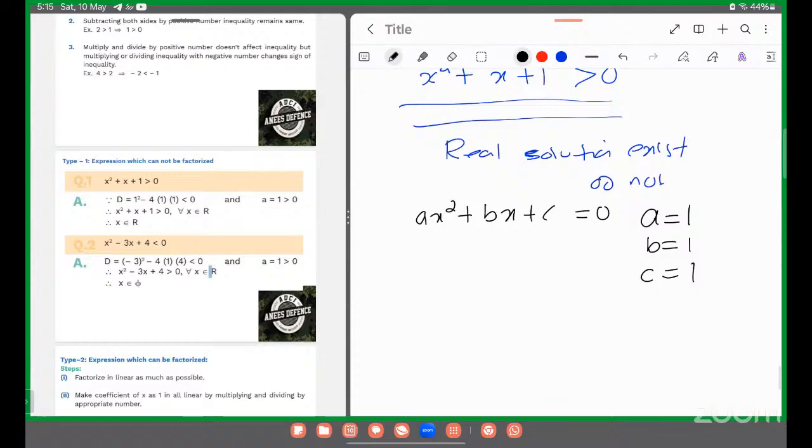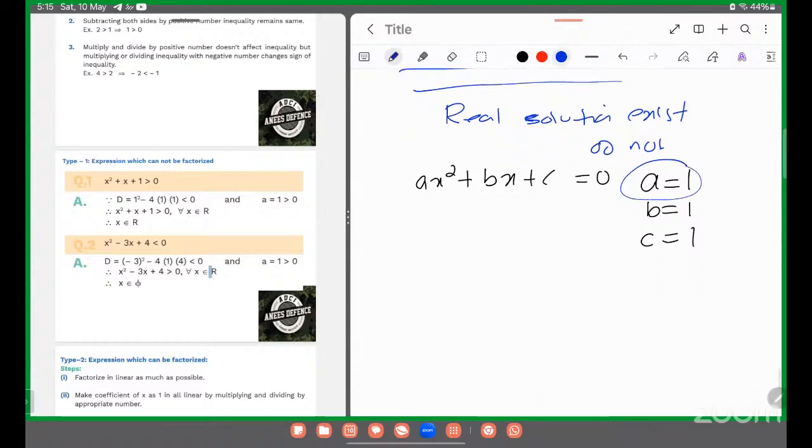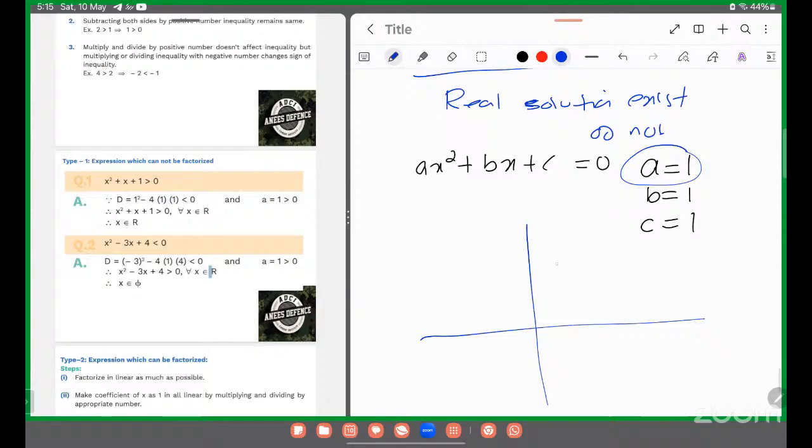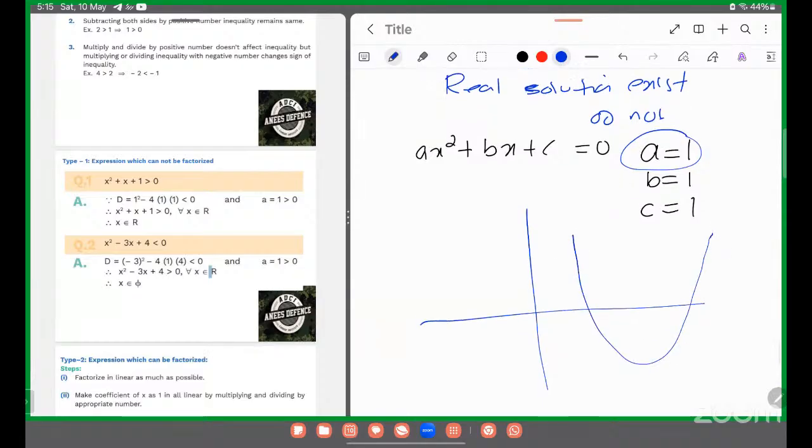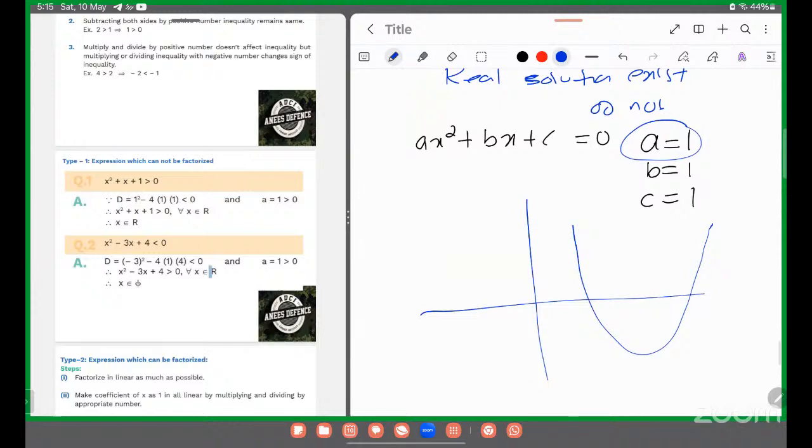So if the value of a is greater than 0, the graph will be upward. But there are three possibilities. It may intersect, it may touch, it may not touch. Even though in all three cases the graph is upward, if we want a real solution, either it should intersect or it should touch the axis.